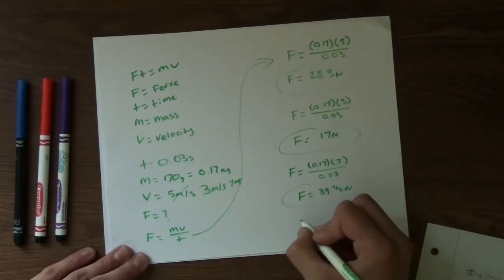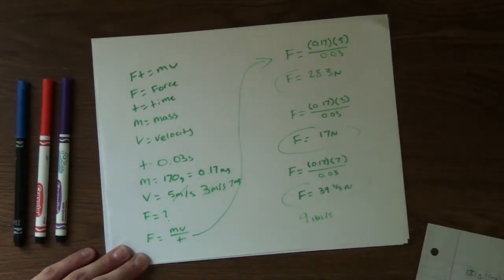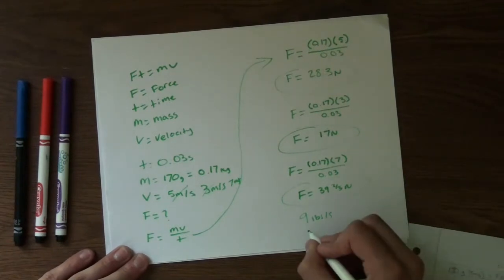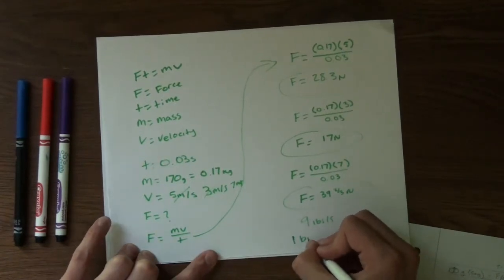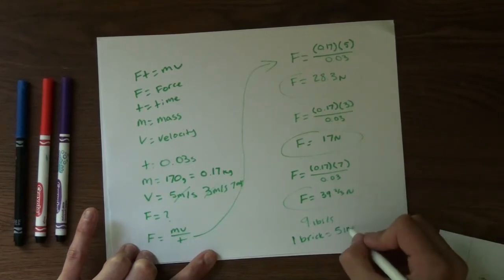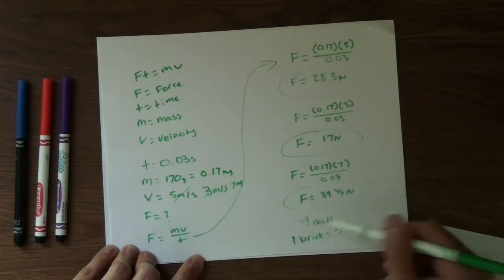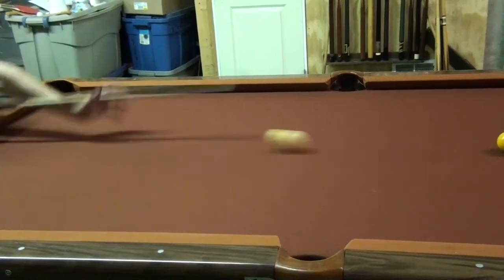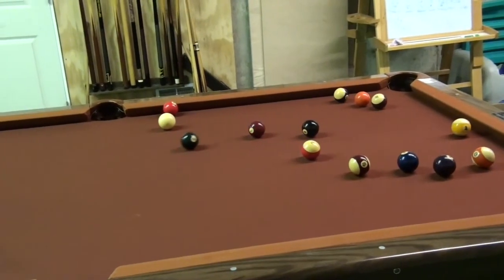39 2/3 newtons is about 9 pounds, which is almost as much as 2 bricks, because if you estimate 1 brick equals 5 pounds, you can see that hitting the cue ball at this speed is almost equal to the force of 2 bricks hitting it. In this break shot, a high force is used, which makes the cue ball achieve a higher velocity. Let's look at this next equation.